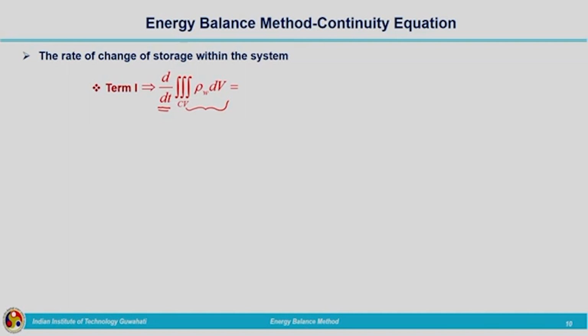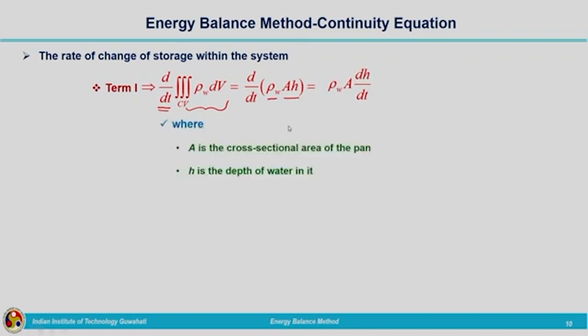So the expression takes this form: d by dt of rho_W times the total volume. What is the total volume? Area multiplied by height. The area of the pan is capital A and the depth of water is h. So the volume corresponding to water will be A h. So this is the expression for term 1, rho_W A dh by dt, where A is the cross sectional area of the pan and h is the depth of water present in it.